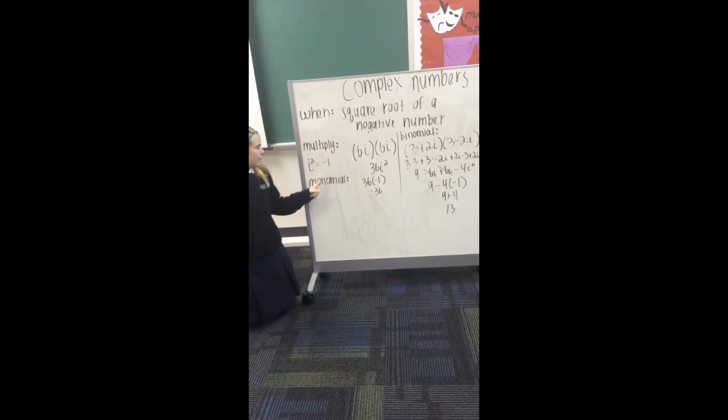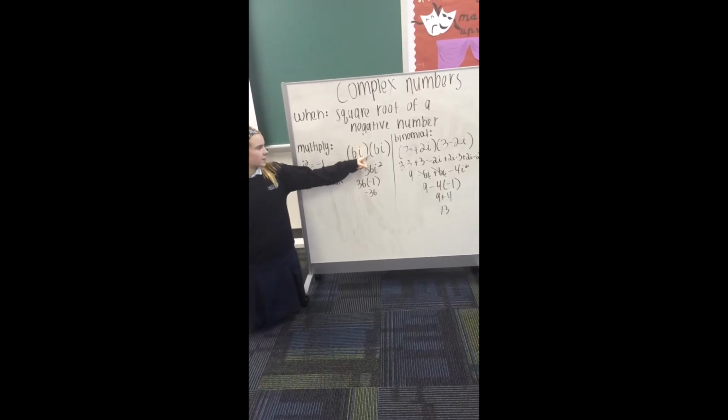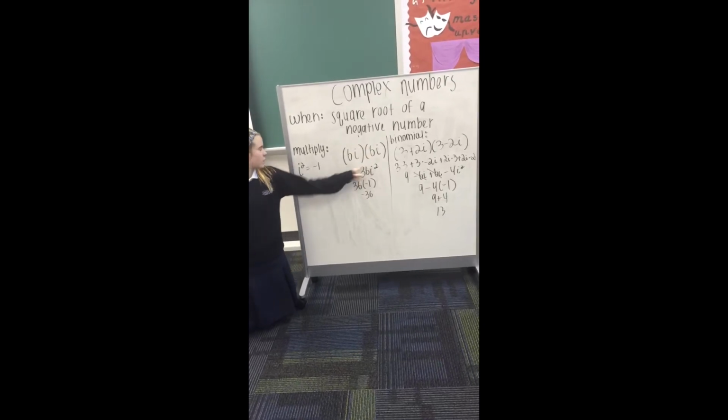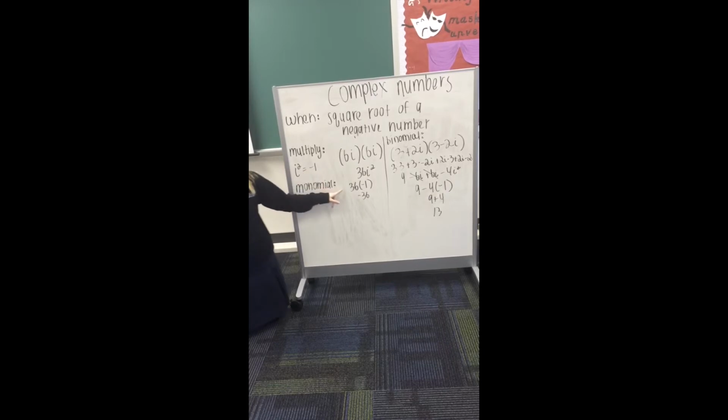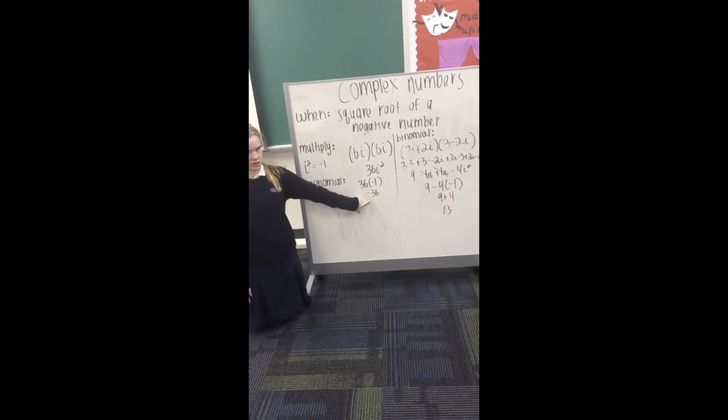So multiplying a monomial, you have 6i times 6i is 36i squared, and when you have i squared, it's equal to negative 1. So you do 36 times negative 1, which is equal to negative 36.